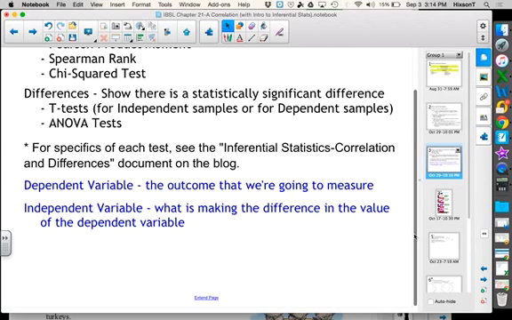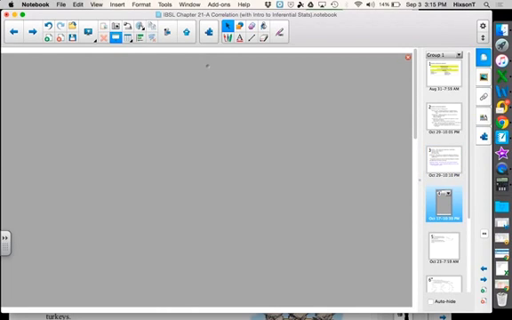So all this lays the groundwork, and I just wanted to touch on all of these so that you would have an idea, and again, a good selection of potential strategies that you could use for your IAs. Okay? So let's start talking about correlation specifically.